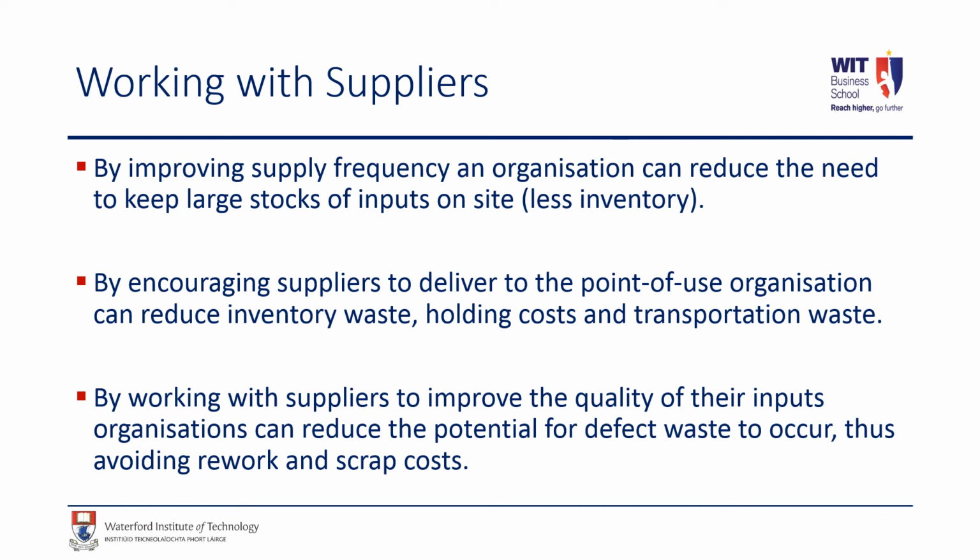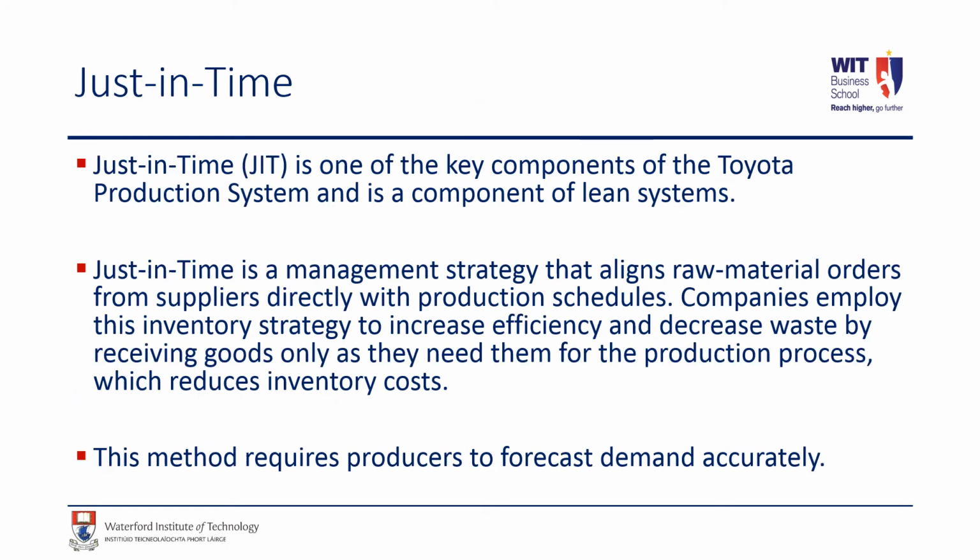Okay, so you can see by working with suppliers, we're reducing a number of the different wastes that occur. So by improving supply frequency, we might have less inventory waste. By delivering to point of use, we might have less inventory waste, holding costs, and transportation waste. And by working with suppliers to improve quality of their inputs, we could have less rework, less scrap, less defects. So all these different types of wastes, the waste that we discussed previously.